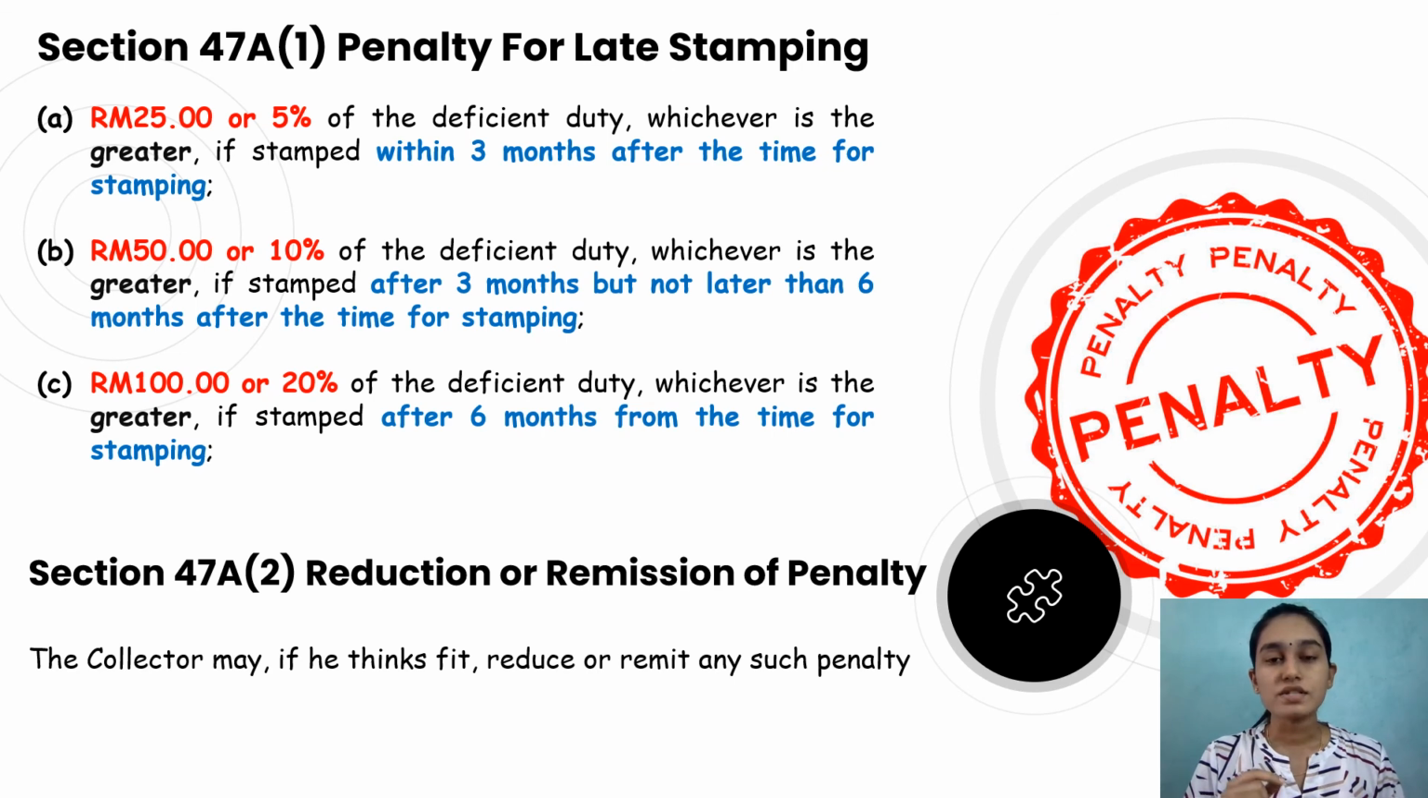And then according to section 47A subsection 2 of the Stamp Act 1949, the collector may reduce or remit any such penalty if it thinks fit.